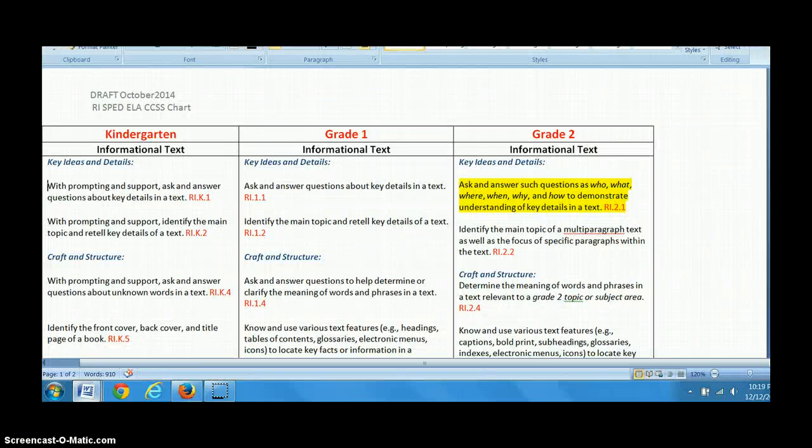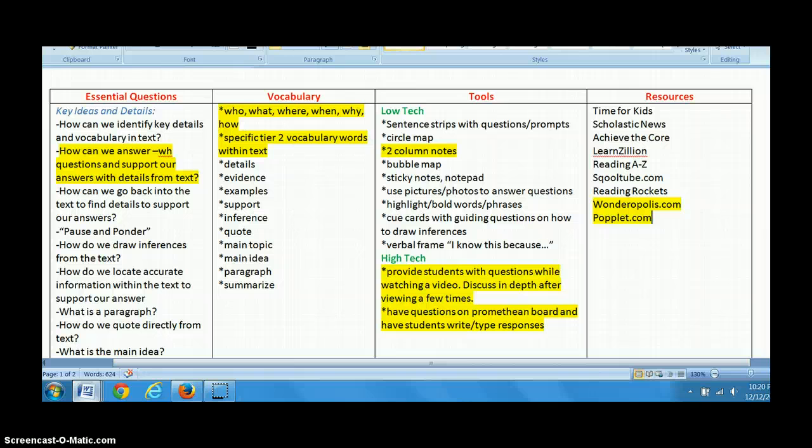Just to go back and reflect on our original focus, it was grade 2 informational text. We had written text as well as video and images. So there were three different kinds of text in that lesson. And what we did was ask and answer such questions as who, what, where, when, why, and how to demonstrate understanding of key details in a text. And here are the essential questions, vocabulary, tools, and resources, all from the lesson that you just saw.